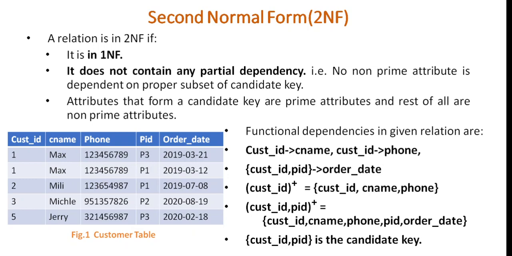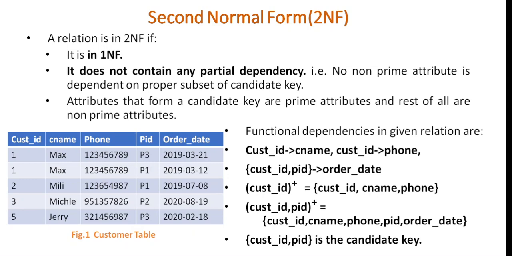Now, as per the given functional dependency, customer name and phone are two non-prime attributes because they are not part of the candidate key. These two non-prime attributes are dependent on customer ID only, and customer ID is a proper subset of the candidate key. So there is a partial dependency. These two attributes are dependent on part of the candidate key, not on the entire candidate key. That's why there is a partial dependency.